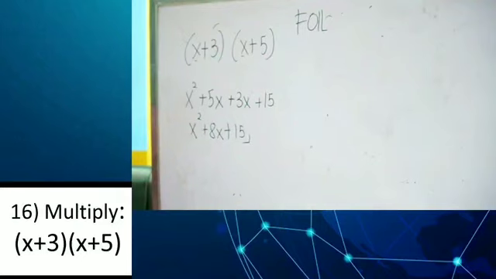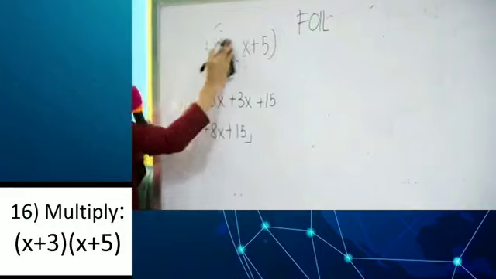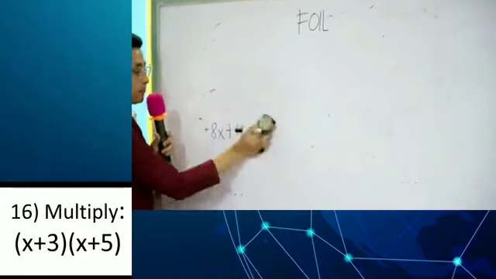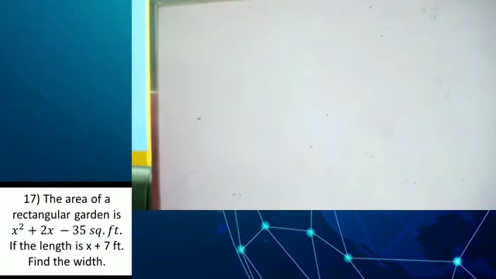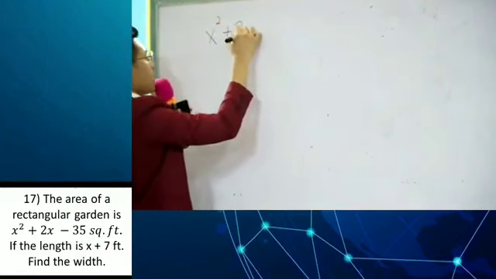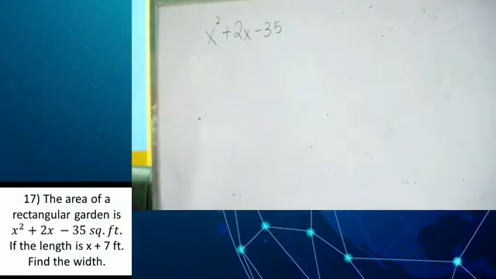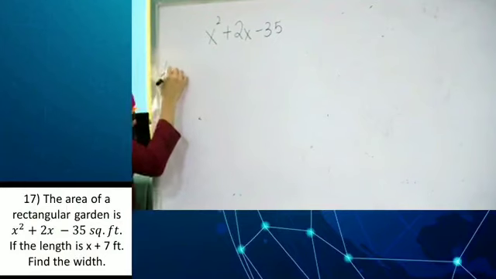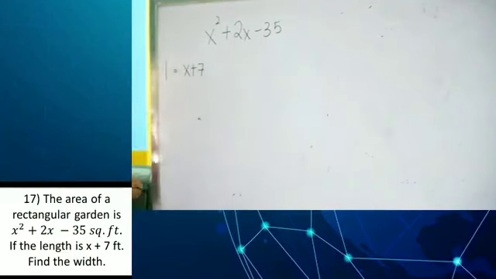Okay, next question. Ito naman. So, application naman siya ng operations ng polynomial sa problem. So, the area of a rectangular garden is x squared plus 2x minus 35 square feet. If the length is x plus 7 feet, find the width.